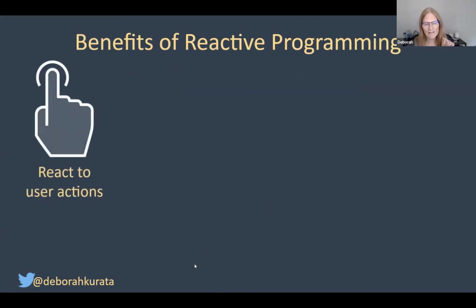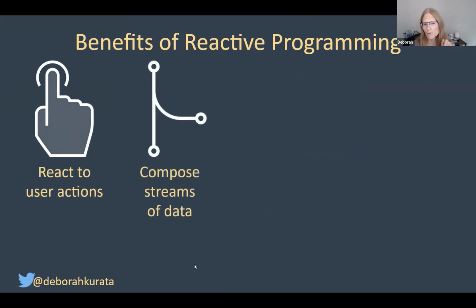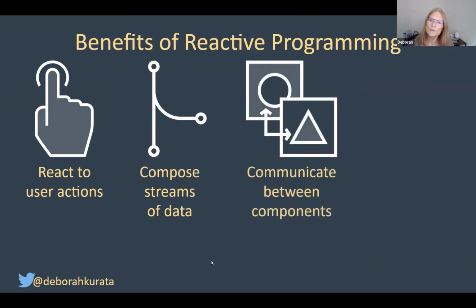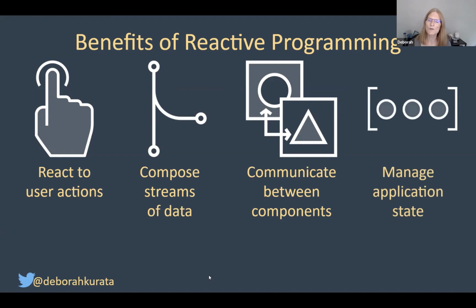Some benefits of reactive programming: we can react to user actions. We can compose data streams, as we saw in our little total example. We can communicate between components. So now, without tightly coupling our item component and our summary component, they are both reacting to the same change. So you can kind of think of that as communicating between those components without tightly coupling them. And we can also manage state. We can keep track of what that quantity is and hold on to it.